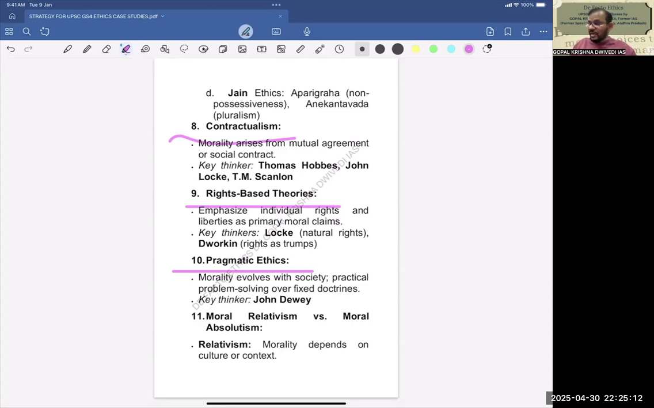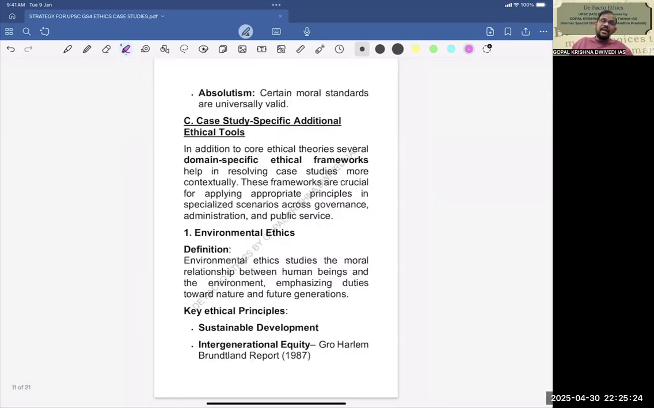Then next is moral relativism and moral absolutism. Relativism means morality depends on culture to culture or different context. It can be different. So morality is relative, basically. But there is another theory. Morality is absolute. Certain moral standards are universally valid also. So these 11 basically are core ethical principles which we can apply in different case studies. Of course, different principles will apply, but this we should remember.